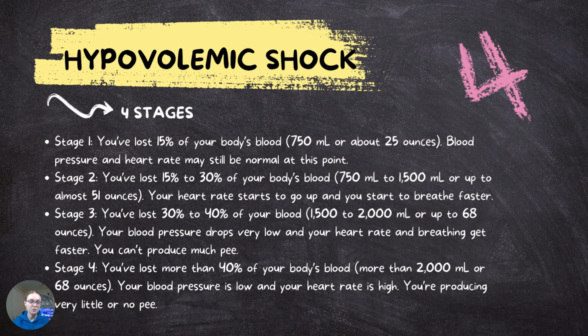In stage 3, you've lost about 30 to 40% of your blood, and here's when your blood pressure starts to tank. It's going to drop very low, and your heart rate and your breathing are going to increase. You're also going to see issues with your urine output. It's going to be much more difficult to urinate. And then in stage 4, you've lost more than 40% of your body's blood or fluids, and your blood pressure is significantly low, your heart rate is critically high, and you are producing very little or no urine output.